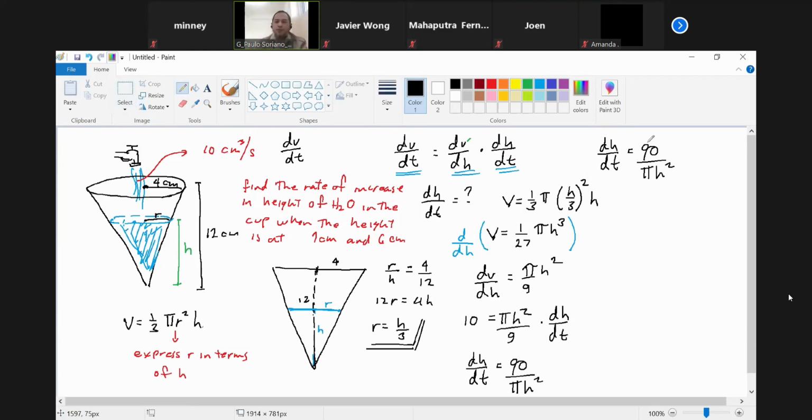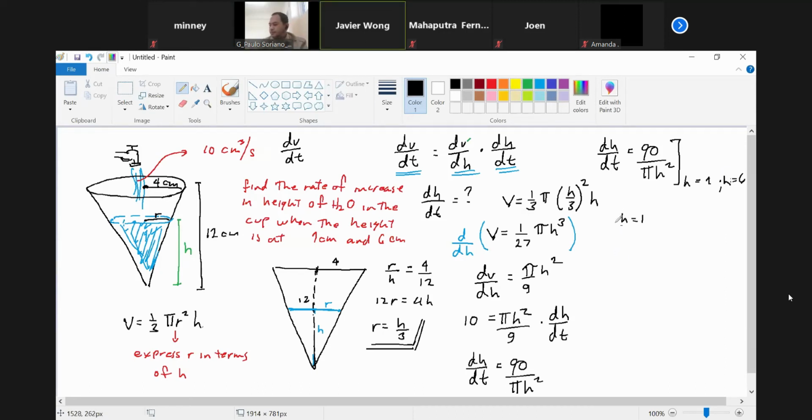We need to evaluate this two ways: when h is equal to 1 and when h is equal to 6. Okay, when h is equal to 1, what do we get? Is it x or h, teacher? Oh yeah, sorry. I got used to x. We have here h.